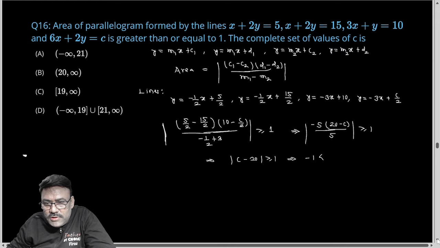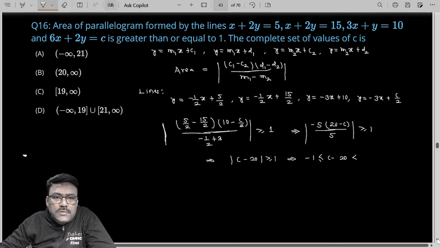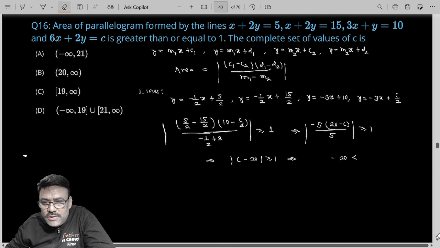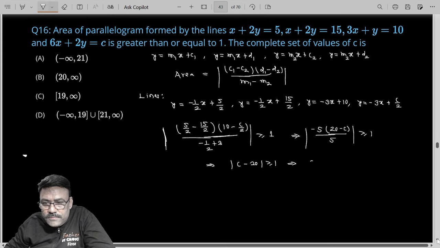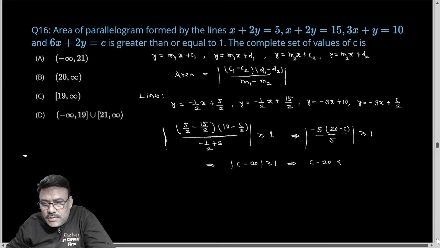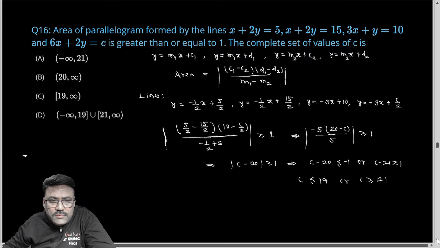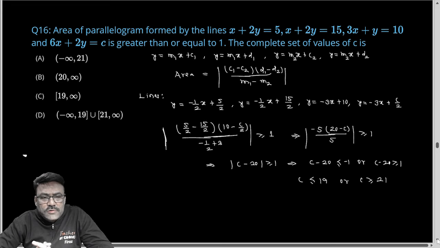Hence c minus 20 will be either less than or equal to minus 1 or greater than or equal to 1. So c is either less than or equal to 19 or greater than or equal to 21. Means option D is the correct option here. Minus infinity to 19 union 21 to infinity, right?